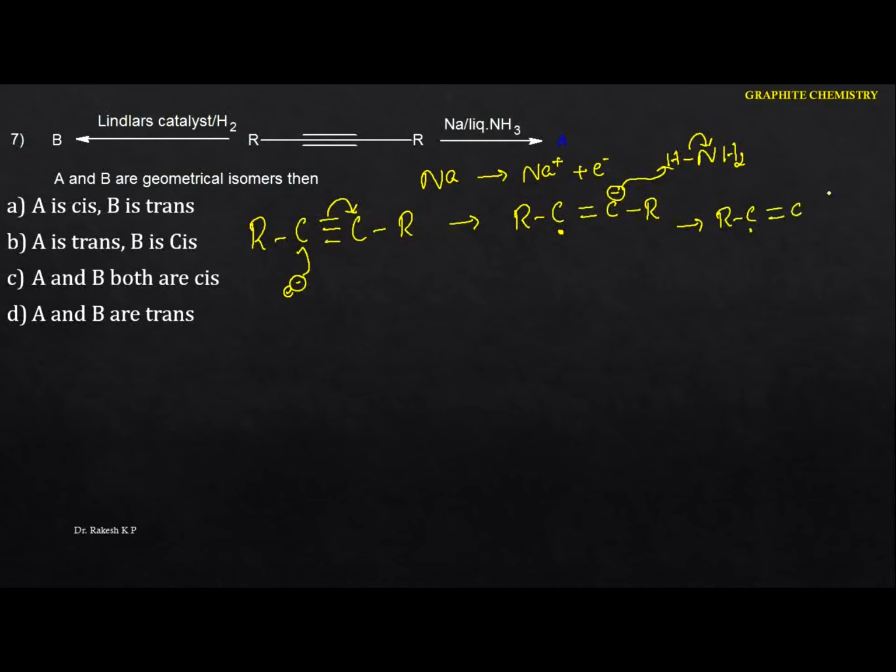It is a double bond C, and here it forms the H, and this is the R. But again in the reaction mixture we are having the sodium. Again it loses one electron and goes to this carbon.